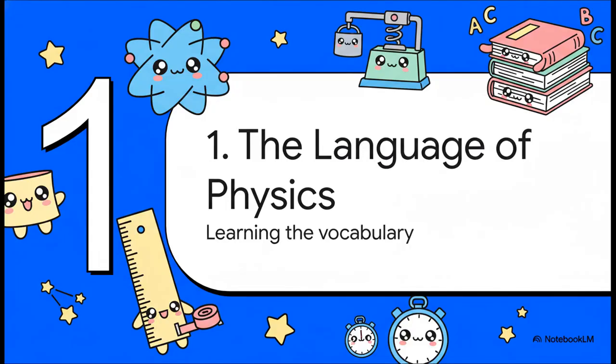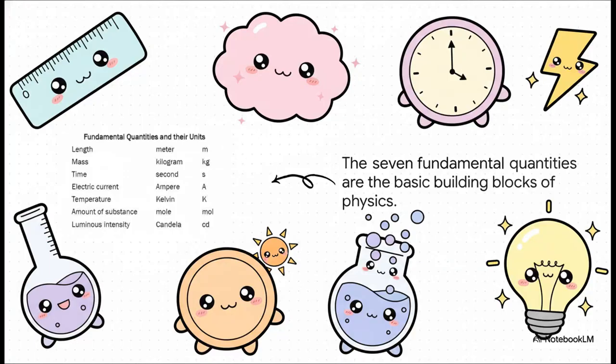Okay, so first things first, we need to learn the language. You can't read a book if you don't know the alphabet, right? Well, you can't understand the universe's rules without its basic vocabulary. These are the fundamental ideas we use to measure and describe reality itself. And this is where it all starts.